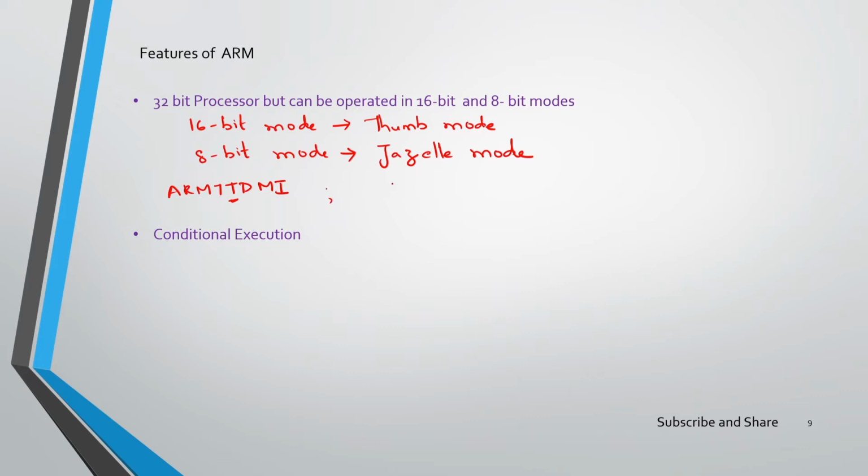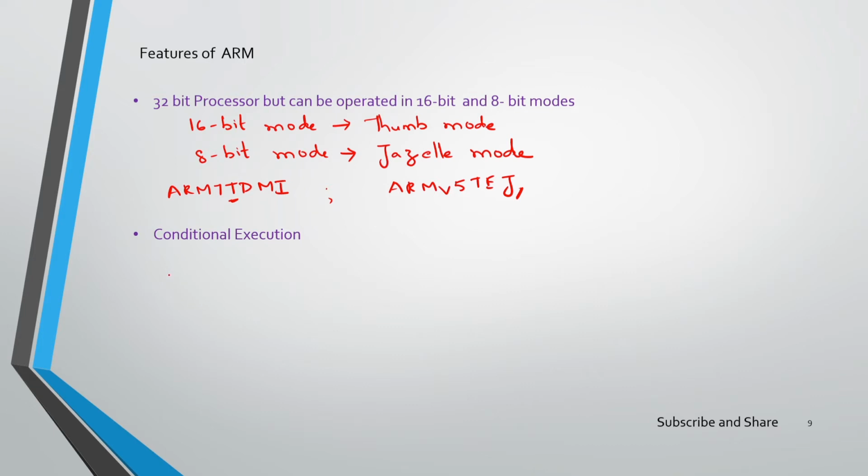And the Jazelle mode is for executing Java code. If you take the example of ARMv5TEJ, here the J stands for Jazelle, mentioning that the ARMv5 core supports direct Java bytecode execution, to accelerate the performance and also conserve power.